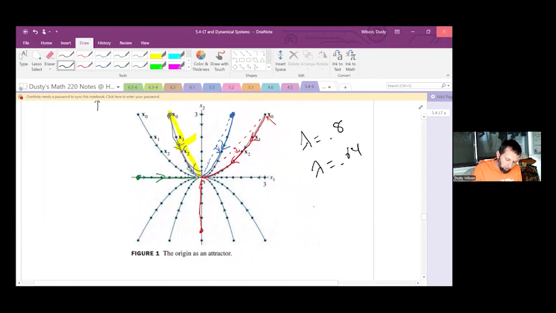Both of these are lambdas between 0 and 1. And so we end up with the origin being an attractor, right? Everything is being sucked into the origin. It's like a black hole. So everything's being sucked in.